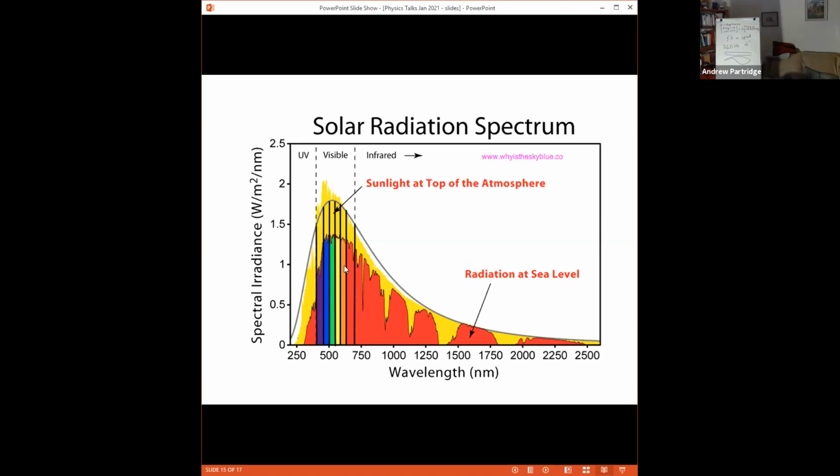But at any rate, leaving that aside, the yellow is what the sun actually pushes out at the top of the atmosphere. This is what actually gets through to us on the ground. The atmosphere absorbs a certain amount of the radiation, but you can see that most of what the sun pushes out is pretty well transmitted to the ground.